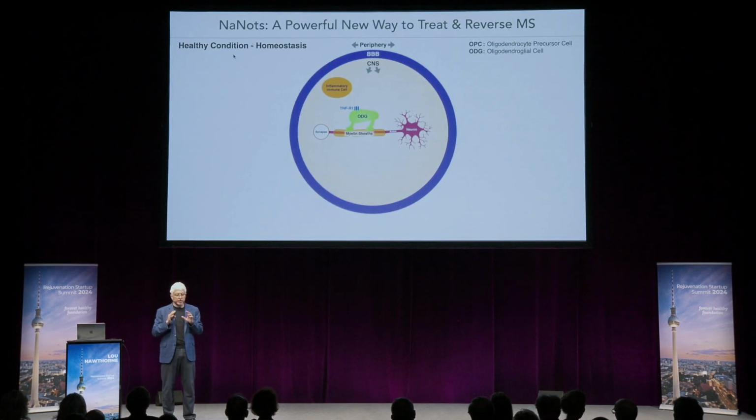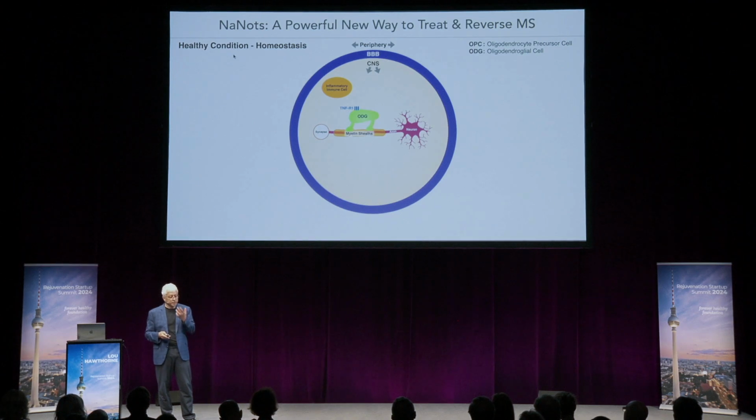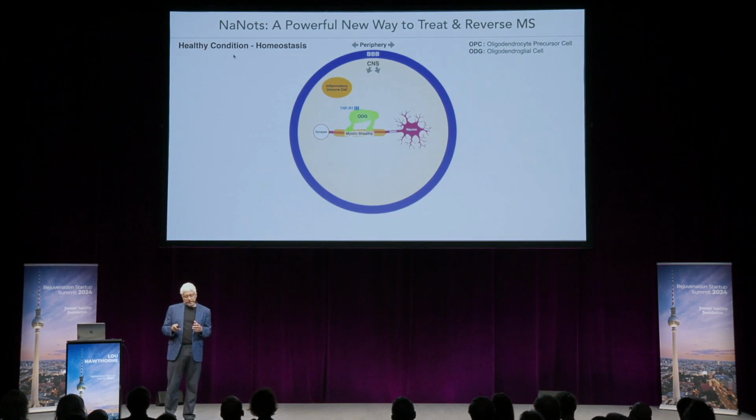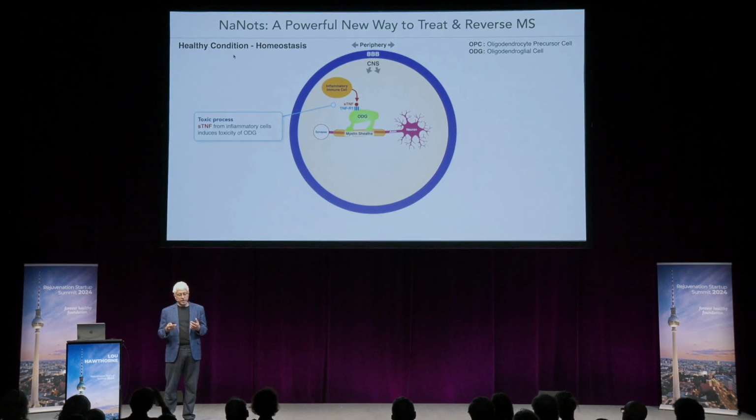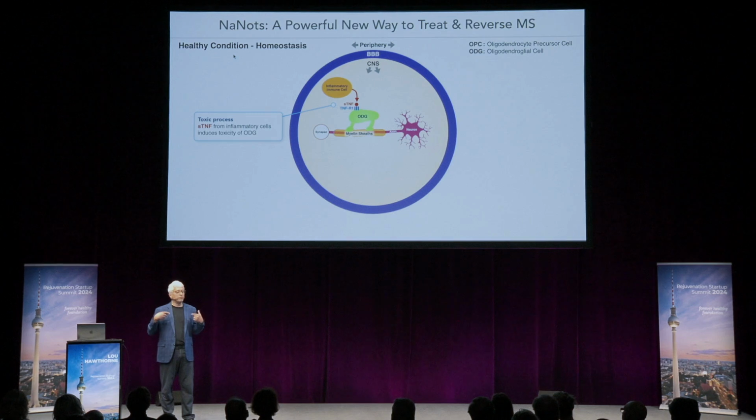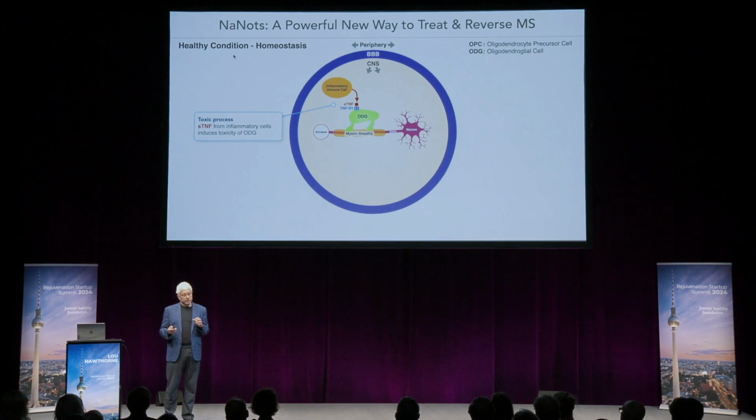Okay, so it's helpful to look at homeostasis in the CNS. Why don't the rest of us, those of us who don't get MS, why don't we get MS? So in the CNS, there are inflammatory immune cells, and we're always subjected to a certain amount of soluble TNF in our CNS. It's a toxic process. It particularly affects ODG cells, oligodendroglial cells. They are responsible for maintaining the myelin, which is the lining of the axon. So it's like insulation on a wire. And it puts the ODG under stress. It can kill the ODG as well.